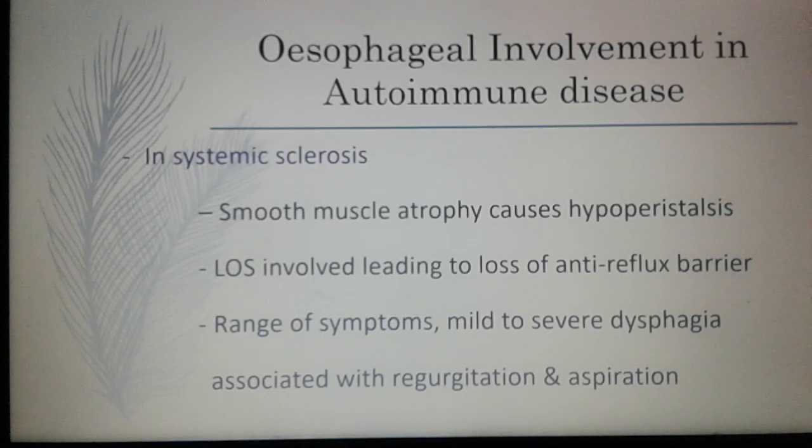In systemic sclerosis, the smooth muscle is usually atrophied, which causes hypoperistalsis of the esophagus, and there is loss of the anti-reflux barrier. Why is there loss of the anti-reflux barrier? Because the lower esophageal sphincter is involved in systemic sclerosis affecting the esophagus. There is mild to severe dysphagia, and the patient usually complains of regurgitation as well as aspiration.